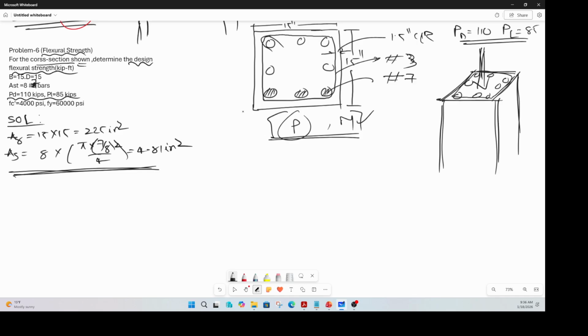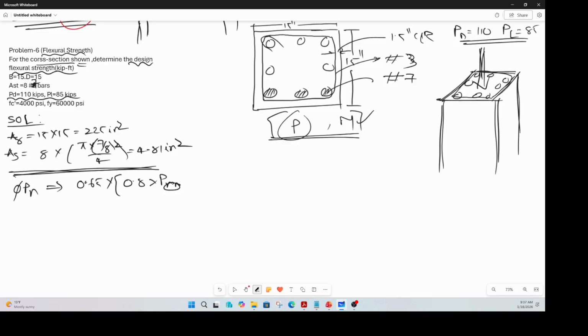Before we do that, we want to find out the axial capacity of the column, phi times Pn. For a column, we have seen this earlier, and we'll take a look again. This is nothing but phi, which is 0.65, times 0.8 times your Pn max.